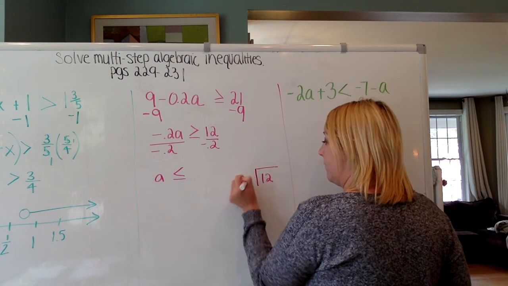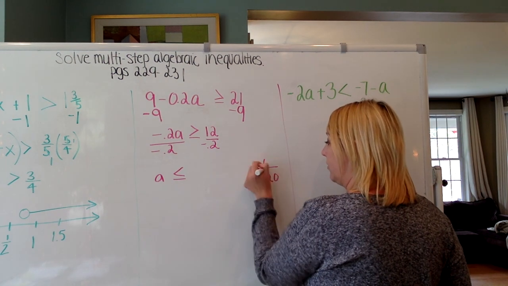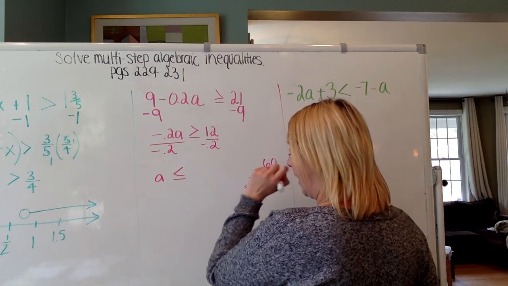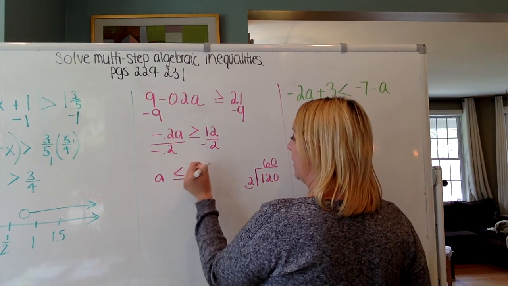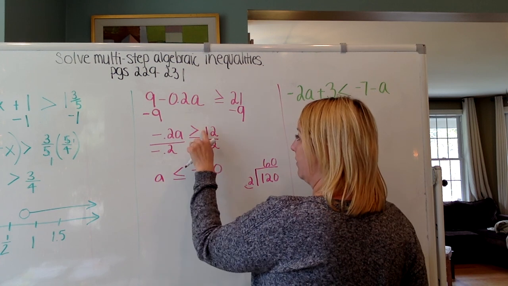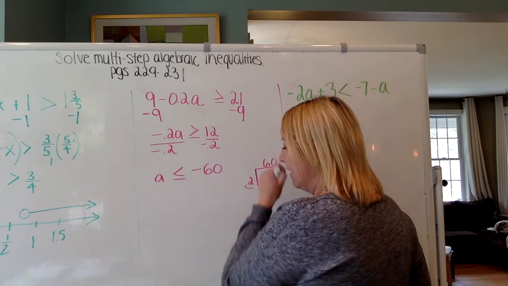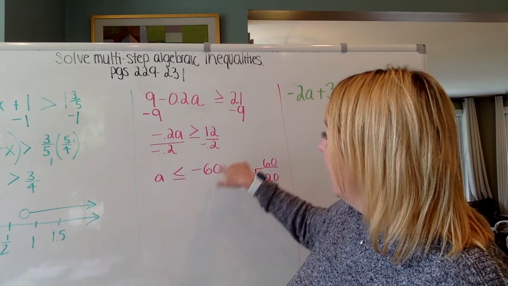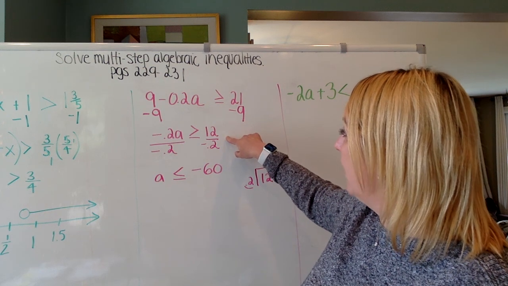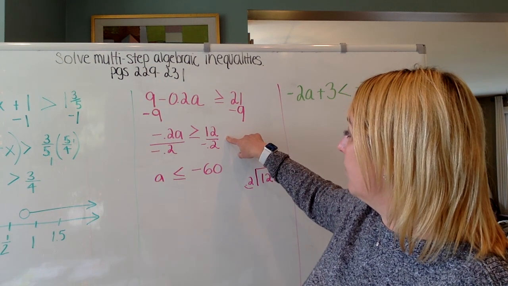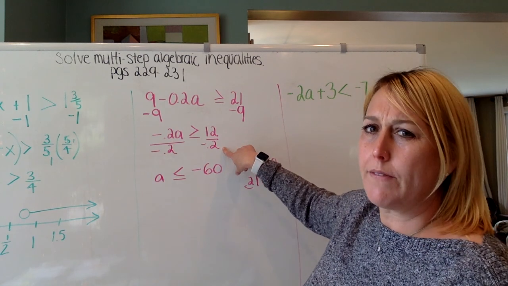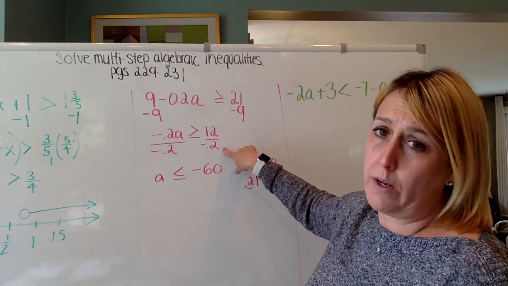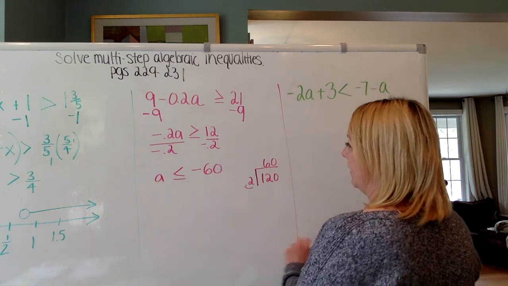and we need to divide by 0.2. So we end up getting that a is less than or equal to -60, because a positive divided by a negative is negative, and 2/10 goes into 12 60 times, okay? Which makes sense because it goes into 1 5 times. So if you do 5 times 12, you get 60. So that answer makes sense.